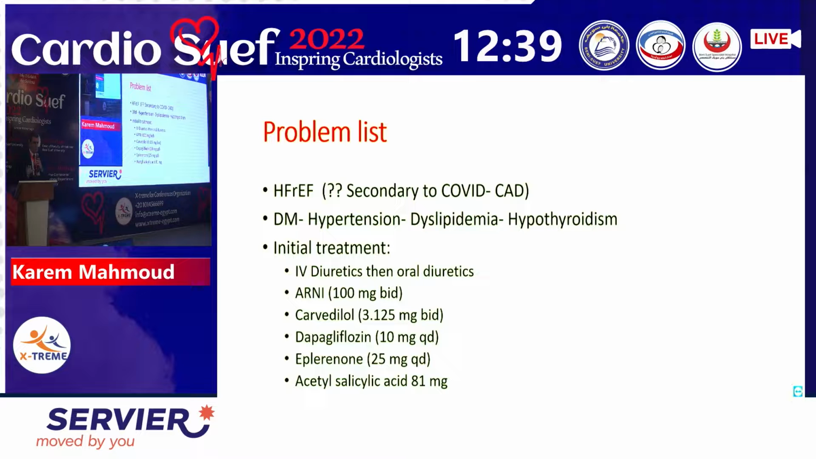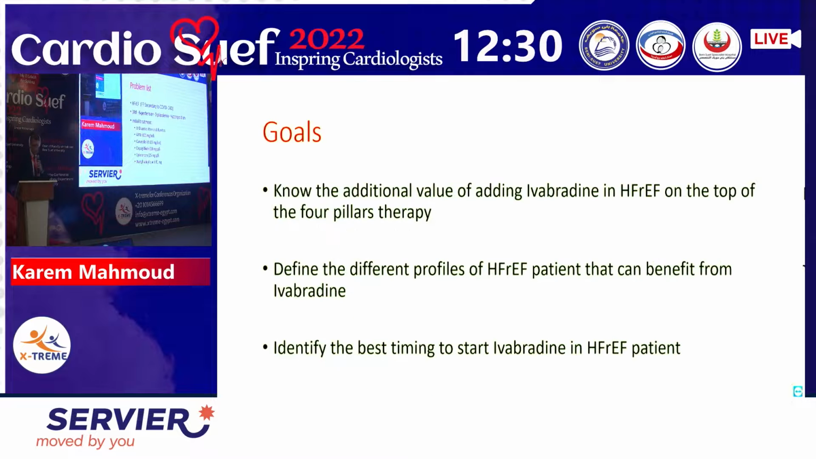Despite all this medication, in hospital she had a heart rate of 100 beats per minute, and this is the problem we are going to address in this presentation. My goal today is to study a special drug, ivabradine, to know the additional value of adding ivabradine in HFrEF patients on top of 4-pillar therapy, define the different profiles of HFrEF patients that can benefit from ivabradine, and identify the best timing to start ivabradine in HFrEF patients.